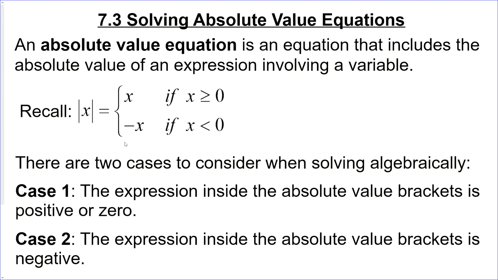So when we're solving these equations algebraically, we have two cases to worry about. We'll call the first one case 1. That's when the absolute value brackets weren't doing anything. They were useless, we're going to drop them. And that's when the stuff inside was positive or 0. Case 2, the expression inside the absolute value brackets was negative.